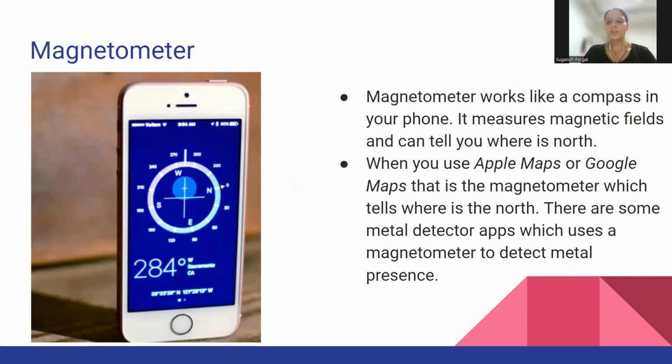Next one is the magnetometer. Magnetometer, as you can see in the figure, looks like this, and it acts like a compass in your phone. This sensor measures the magnetic field and can tell you where north, south, east, and west are, according to the position in which you are standing. This helps the navigation system, and people who travel from one area to another navigate using mobile phones. This is a very helpful sensor. When you use Apple Maps or Google Maps, it is the magnetometer which tells where north is.